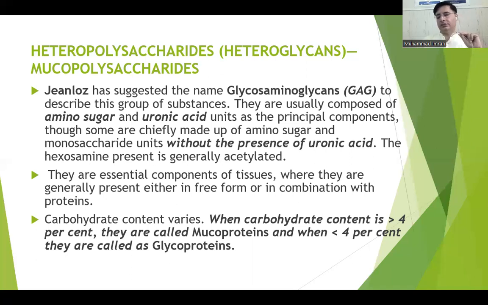Some are chiefly made up of amino sugar and monosaccharide units without the presence of uronic acid. Some do not have an acid in them, but they are acidic because they have a negative charge due to the presence of sulfate groups. The hexosamine present is generally acetylated.